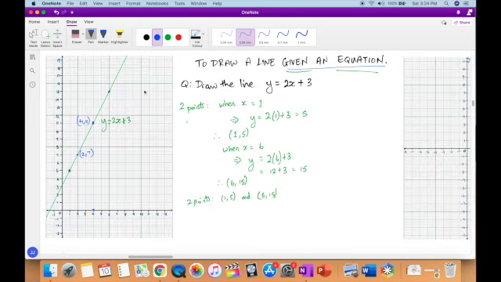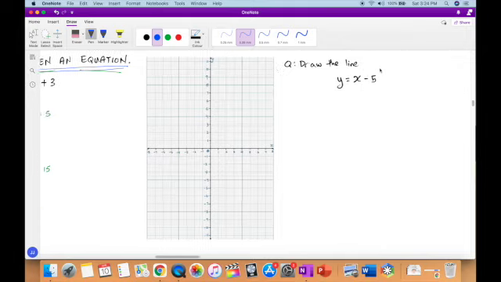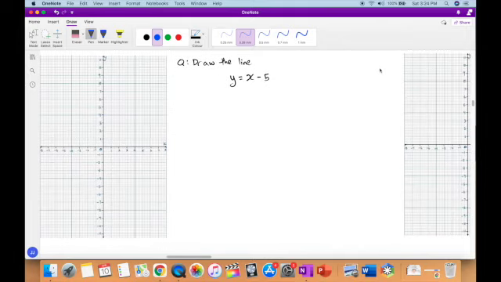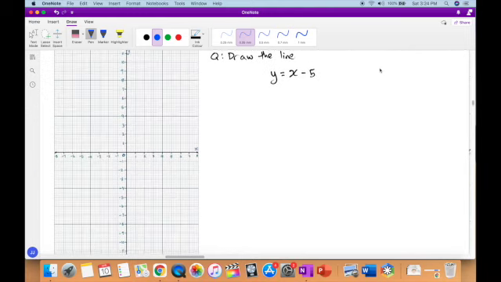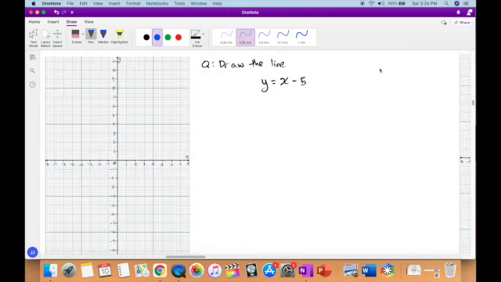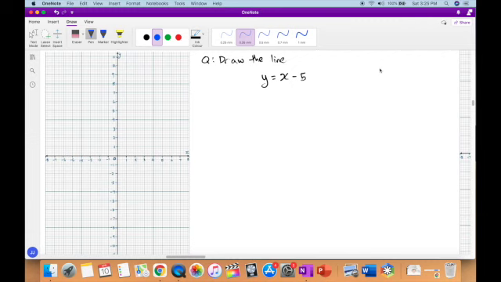Later on we're going to do how, when they give you the line, you have to find out what the equation is. We'll deal with that maybe later this class. But right now we're talking about how to draw a line when they give you the equation. So I have another equation here, and I'm going to give you 5 minutes to draw this equation, and just let me know when you're done.